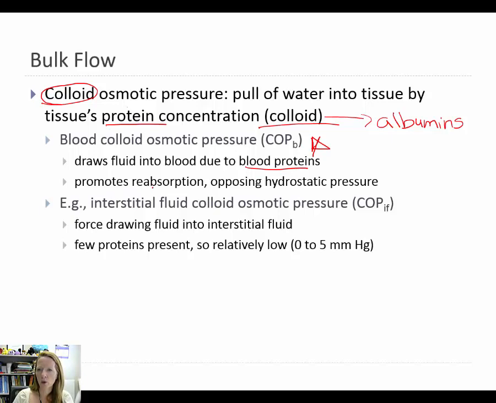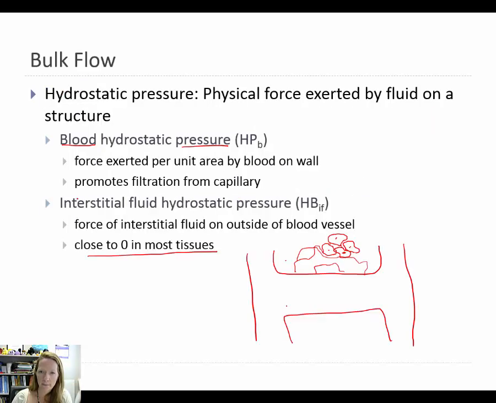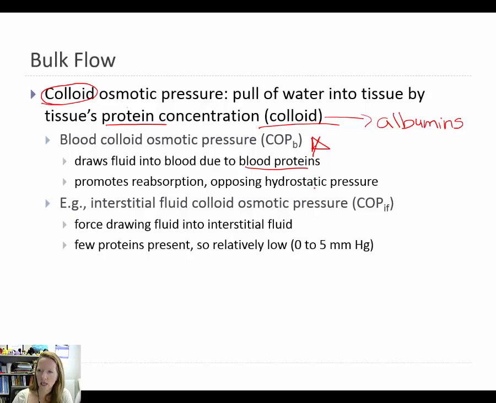This is going to promote reabsorption. And again, we'll talk about this in a second. It opposes hydrostatic pressure because if you take a look, blood hydrostatic pressure is going to allow blood to move out. This is going in and drawing blood back into the capillary.